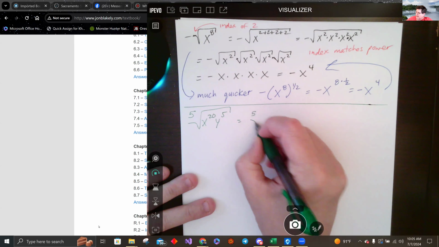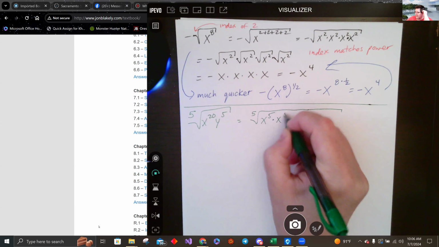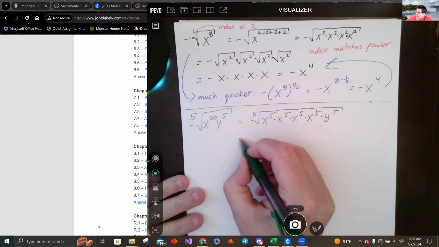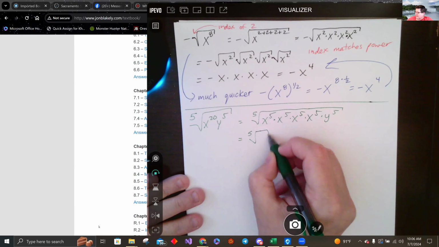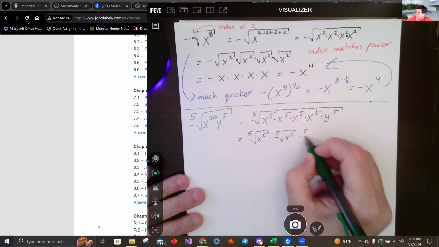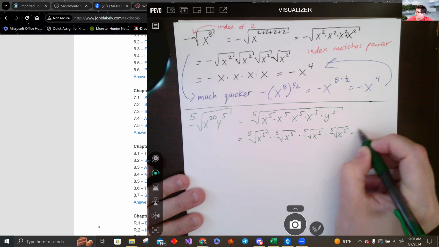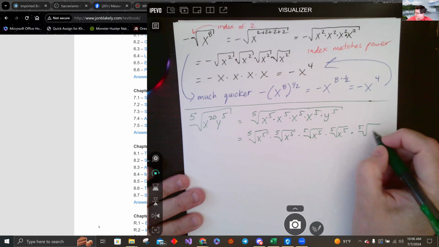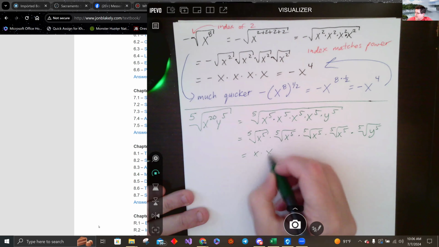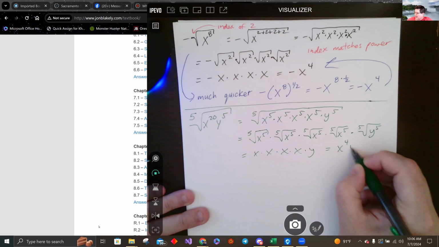So if you do it the way I said, or we did up here, this is x to the fifth times x to the fifth times x to the fifth times x to the fifth times y to the fifth. And you can do each of these individually. So I got 4 of the fifth root of x to the fifth and 1 fifth root of y to the fifth. This is x times x times x times x times y, which is x to the fourth y.